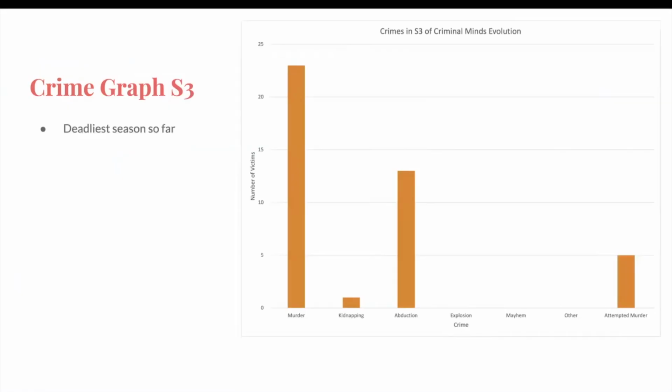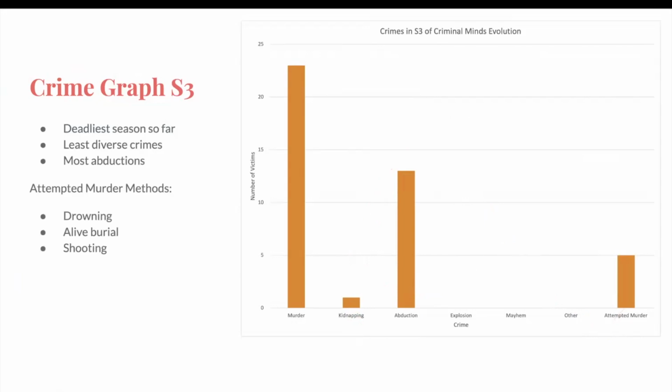This is so far the deadliest season with 23 murders. However, this is also the season with the least diverse crimes. Of the 7 categories that have appeared in Evolution, only 4 of them happened this season, with mostly murders and abductions, but a couple of attempted murders and 1 kidnapping. And yeah, there were quite a few abductions this season and 1 kidnapping, the difference being that kidnapping means the victim was under 18. Of the 5 attempted murders this season, the methods were by drowning, alive burial, and shooting.